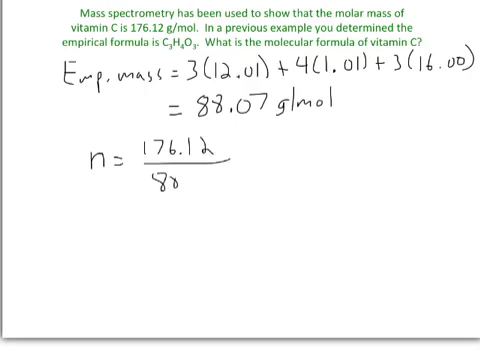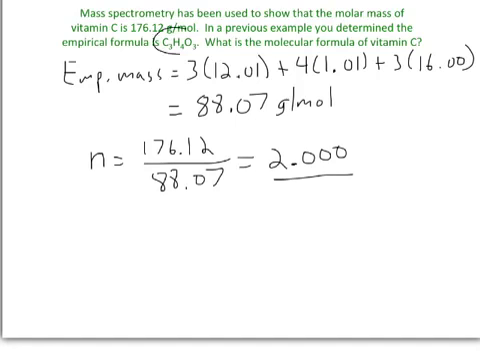176.12 divided by 88.07. To four significant figures, that's 2.000. So the multiple that I need to multiply my empirical formula by is 2. Now you should get something very close to a whole number. If it's not quite exactly a whole number, you should be able to very closely round it to the nearest whole number. So the multiplier is 2.